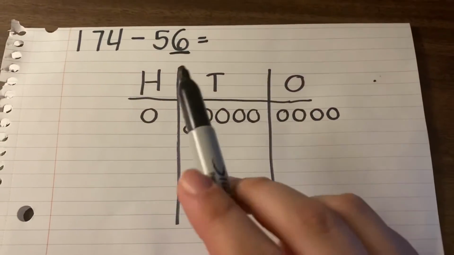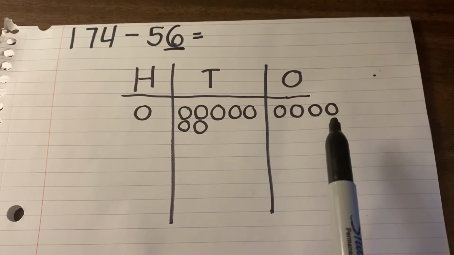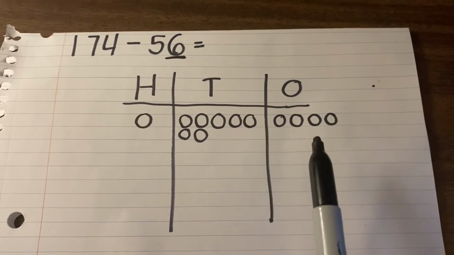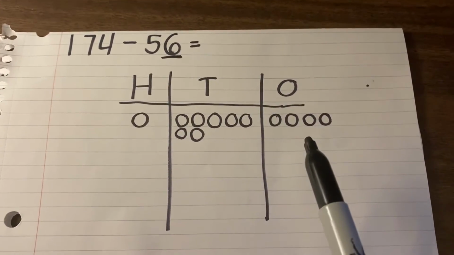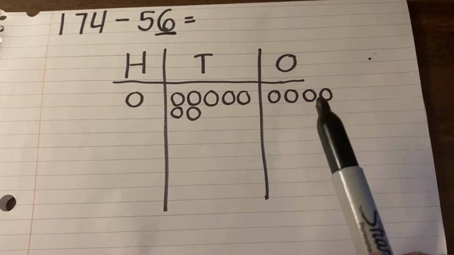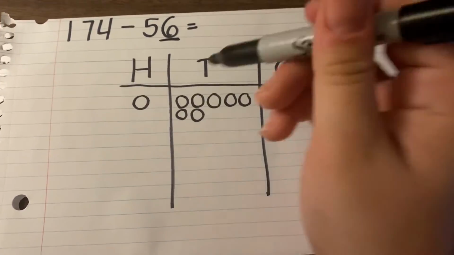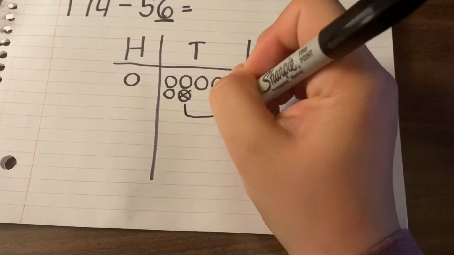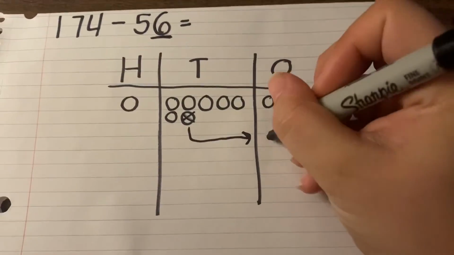A 6, so we're subtracting 6 ones. How many ones do we have? We have 4 ones. I need 6 in order to subtract. Do I have enough ones right now to solve my subtraction problem? No, I don't. So what should I do? Unbundle a 10. Yes. So I'm going to come over here to my last 10, and I'm going to bring it over to the ones place and unbundle it. So in its place, I'll draw 10 ones.